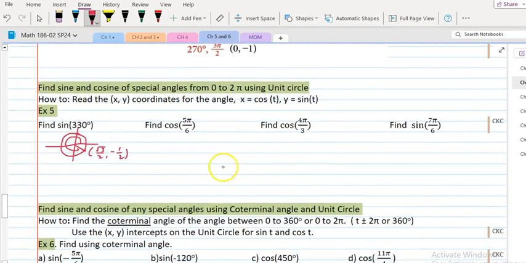The y is negative because in quadrant 3 and quadrant 4, y is negative. Then I want sine, and sine is the y value. The y value is this one, so this is negative 1/2. It's that simple. After a while, you can skip drawing this and just look at the unit circle and find negative 1/2. Let's practice another one. Cosine 5 pi over 6.